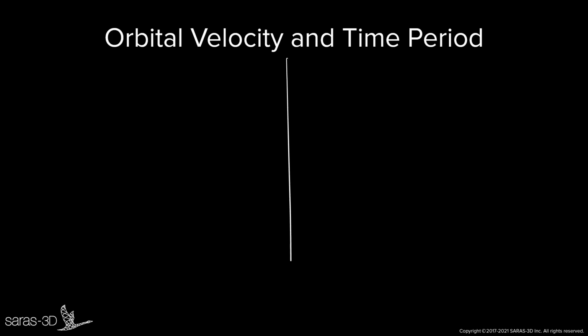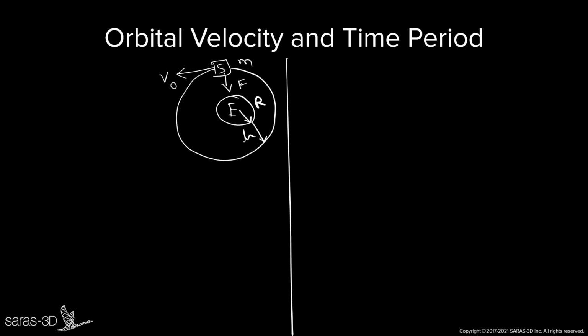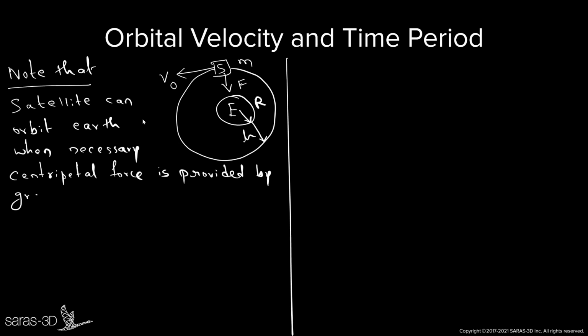So first is orbital velocity. Let us say that we have this Earth of radius capital R and the satellite is placed at a height h from the surface. So the total distance of the satellite from the center of Earth is small r. Assume that the velocity with which the satellite is orbiting is v naught and it is of mass small m. Now a satellite can orbit Earth only when the centripetal force required to move in orbit is balanced by the gravitational force. This is the basis for deriving the expression for orbital velocity.